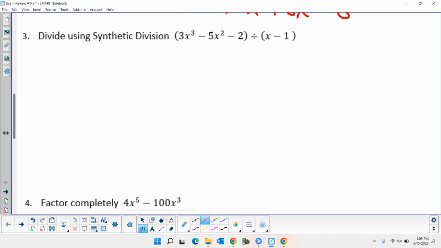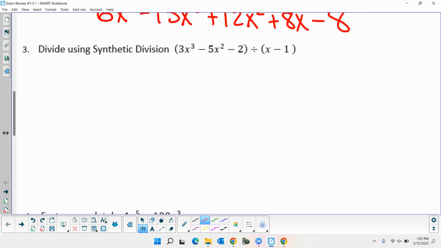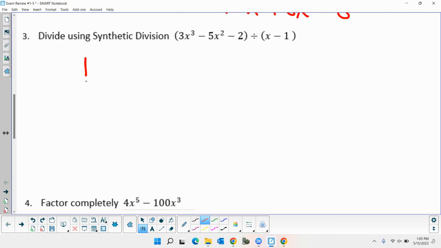Don't you take out the 3 and put it in a box? Not the 3, but we do put a box, you're right. One. Is it 1 or negative 1? 1. Good. It's 1. It's whatever makes what you're dividing by equal to 0, right? So basically it's the opposite of what you see.